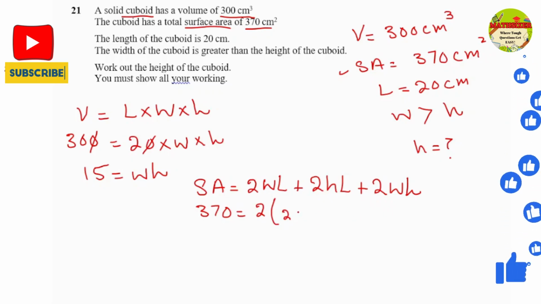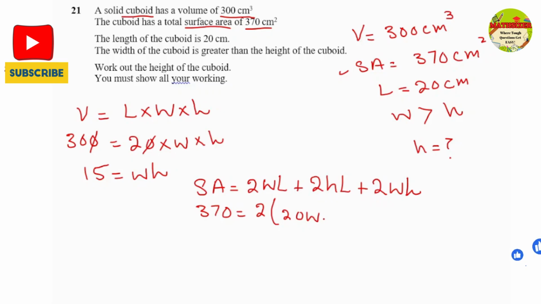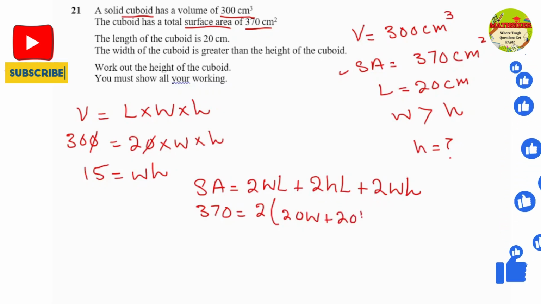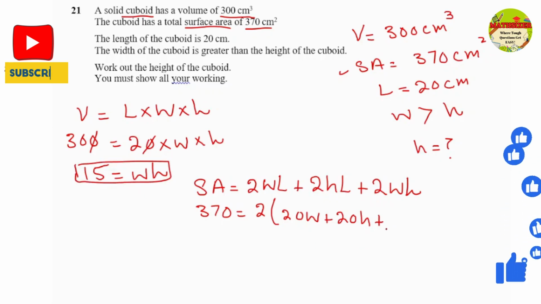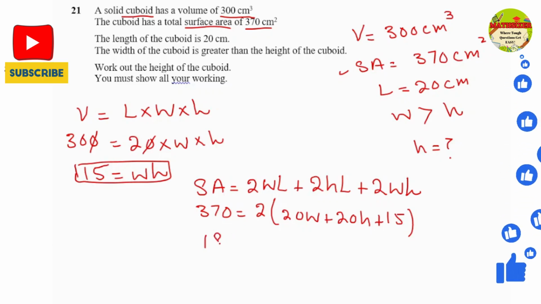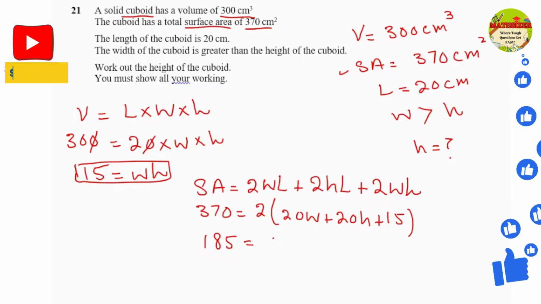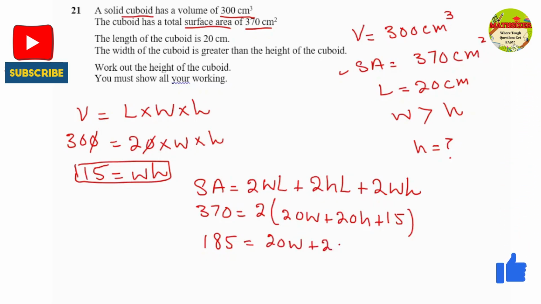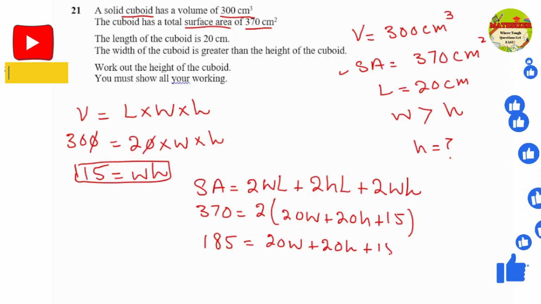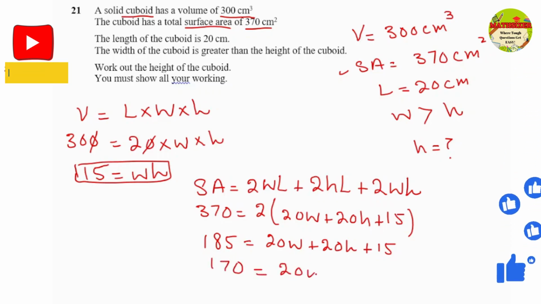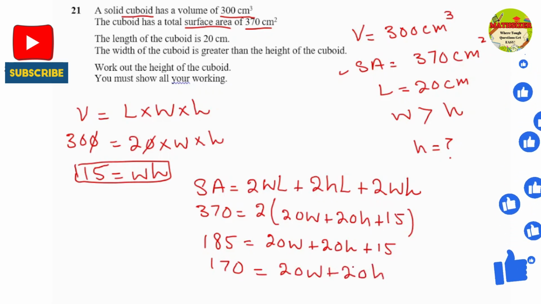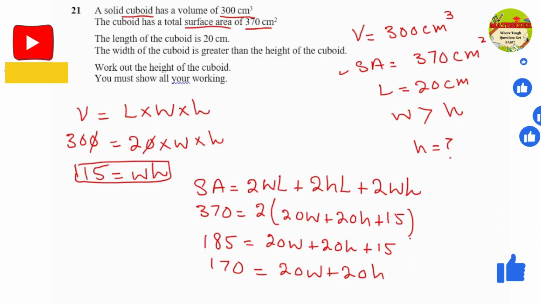Length is 20, and 2 is common over here, and we're left with 20W. Correct? Then we have L is 20 and H, plus WH, and we're going to use this equation: WH is equal to 15. We're going to write down here 15. Now we're going to divide this side by 2. So you will get 185 is equal to 20W plus 20H plus 15. If we take away 15 on both sides, we will get 170 is equal to 20W plus 20H.